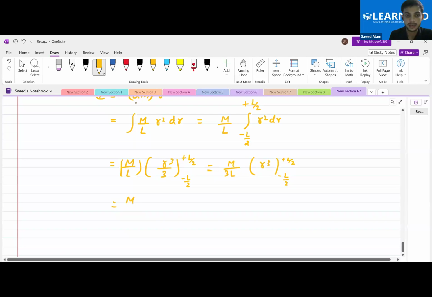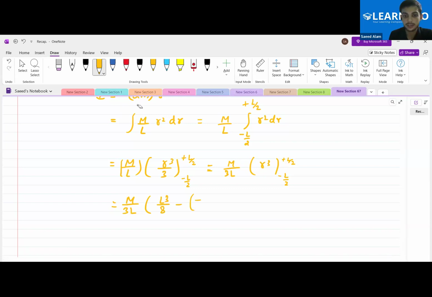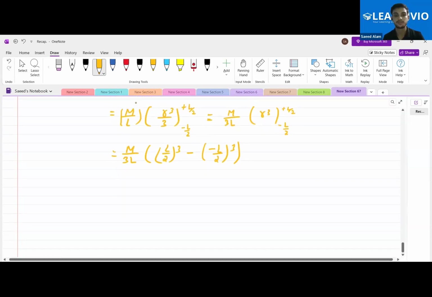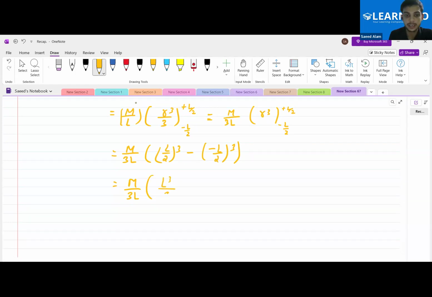You will get it as m by 3L into L cube by 8 minus of... okay, let me write it properly, otherwise you will get confused. This minus of L by 2 whole cube. Till now, have I written everything correctly? Yes or no? Yes, sir. Then what to do next? M by 3L into the first one will evaluate as L cube by 8, minus of, this will be minus of L cube by 8.